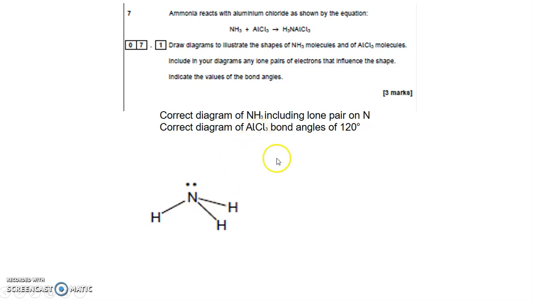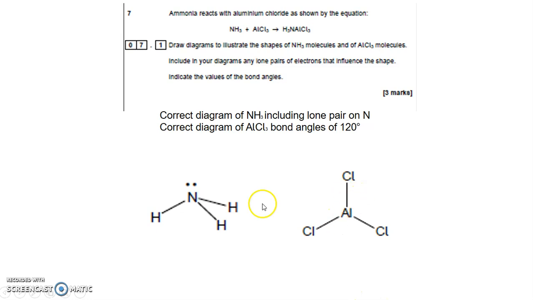What happens in AlCl3? Well, that's slightly easier in actual fact. You've got 3 bonding pairs because aluminium's in group 3, so 3 electrons in its outermost shell. 3 chlorines bond those 3 electrons. Now, if there's 2 bonding pairs or 3 bonding pairs, then it's planar. So it's planar and it's got a bond angle of 120, so it's trigonal planar.